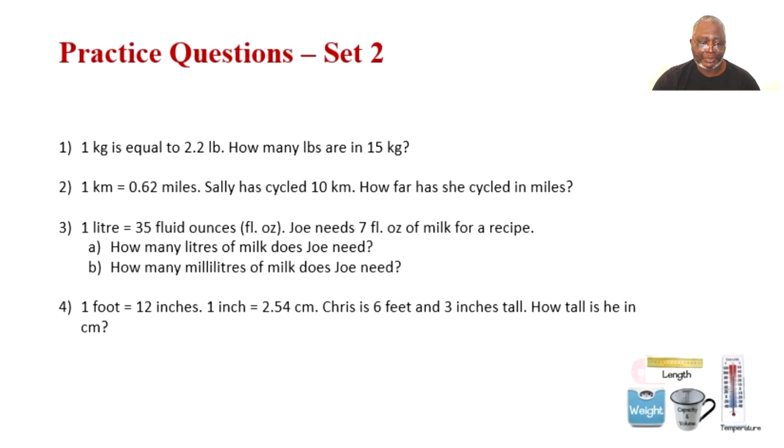Practice questions set 2. Question 1. 1 kilogram is equal to 2.2 pounds. How many pounds are in 15 kilograms? Question 2. 1 kilometer is equal to 0.62 miles. Sally has cycled 10 kilometers. How far has she cycled in miles? Question 3. 1 liter is 35 fluid ounces. Joe needs 7 fluid ounces of milk for a recipe. How many liters of milk does Joe need?